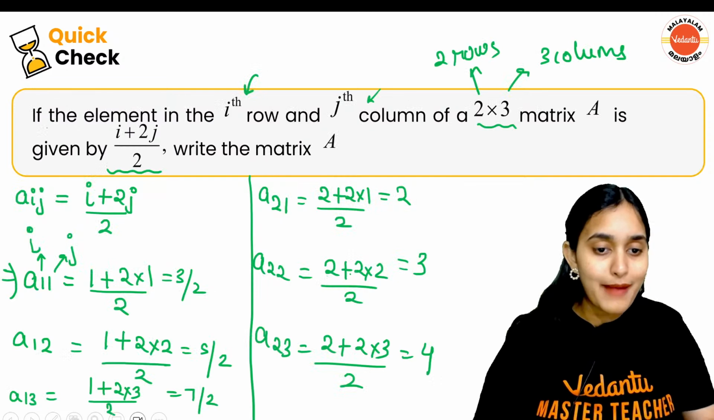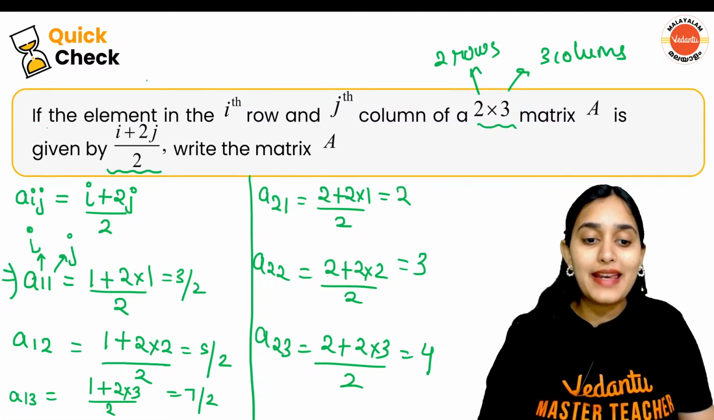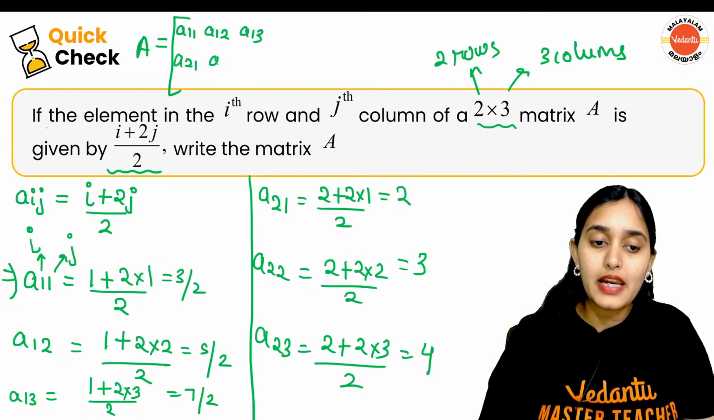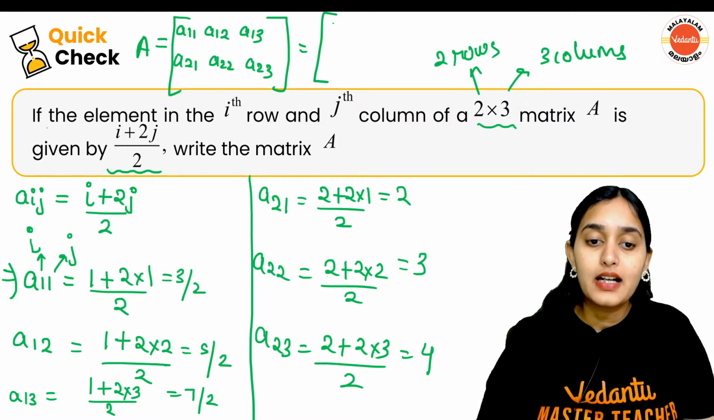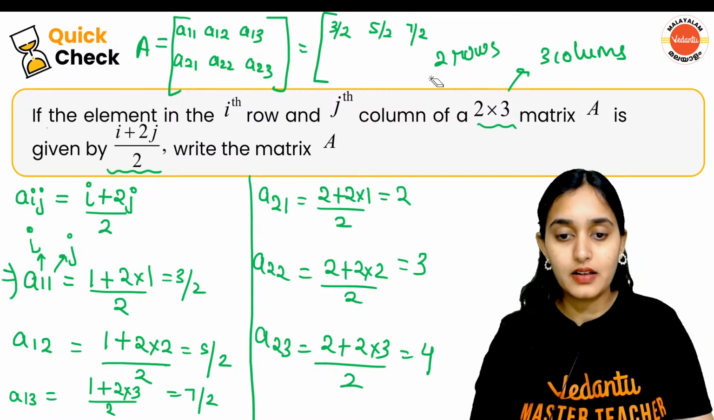Now how will my matrix look like? There is no space, so I will write down here. So basically my A matrix is nothing but A11, A12, A13, A21, A22, A23. So my matrix is looking like 3 by 2, 5 by 2, 7 by 2, right?